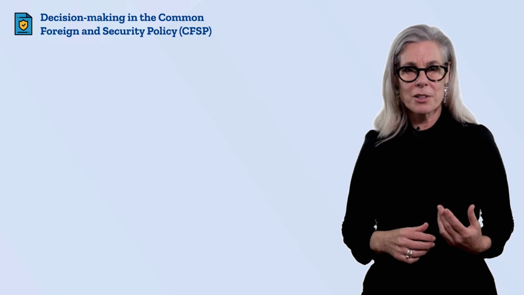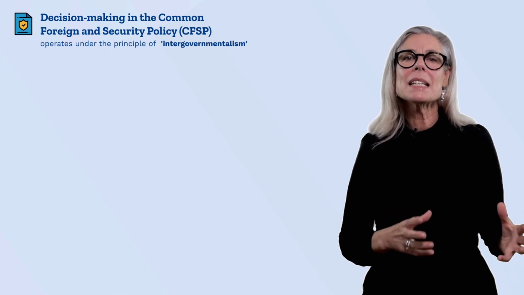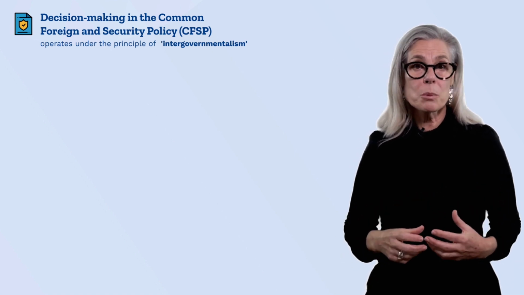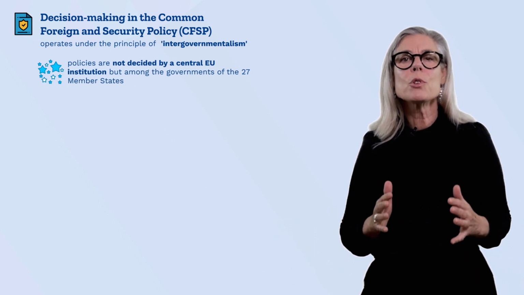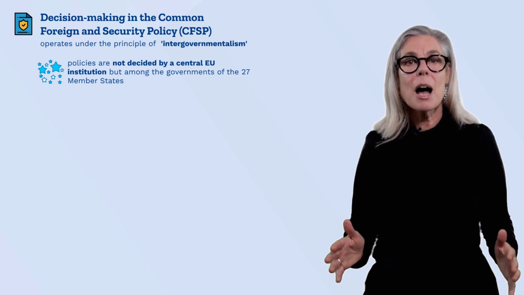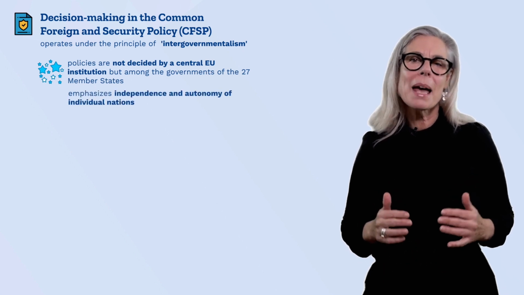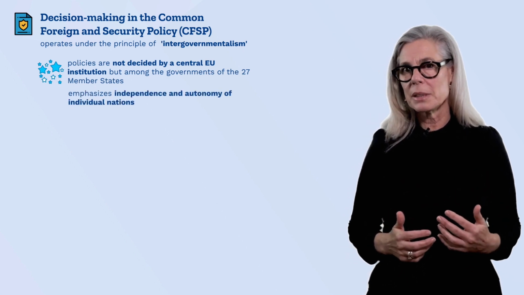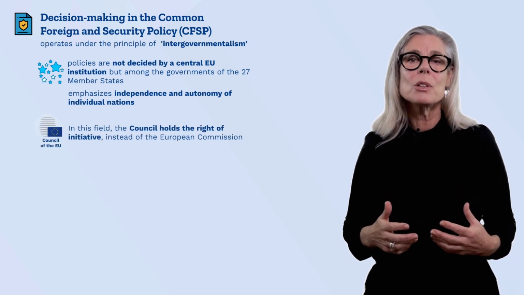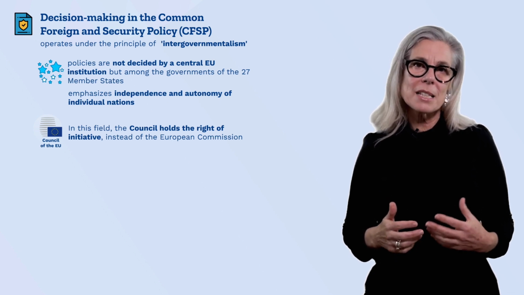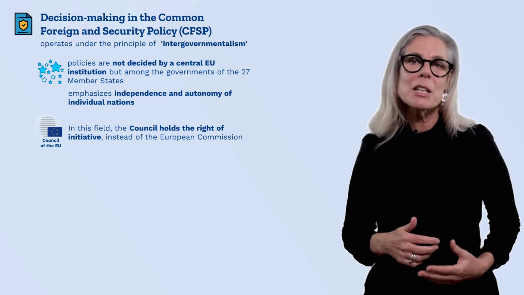Decision-making in the Common Foreign and Security Policy, CFSP, operates under the principle of intergovernmentalism. This approach means that policies are not decided by a central EU institution, but are shaped through cooperation and coordination among the governments of the 27 member states. It emphasises the independence and autonomy of individual nations within the EU framework. In this field, it is the Council of the EU Foreign Ministers that holds the right of initiative, contrary to all other policy fields where it is the European Commission that has this right.